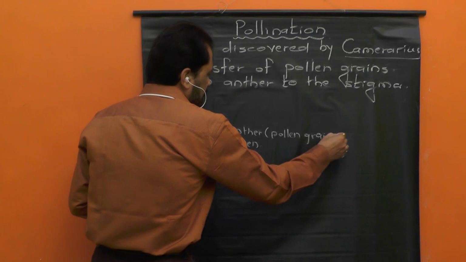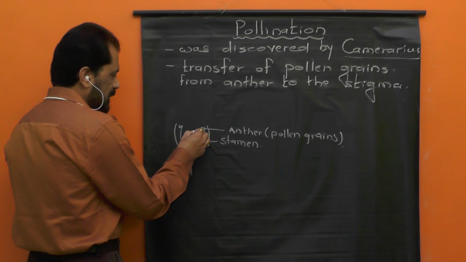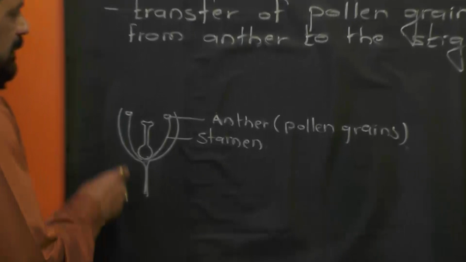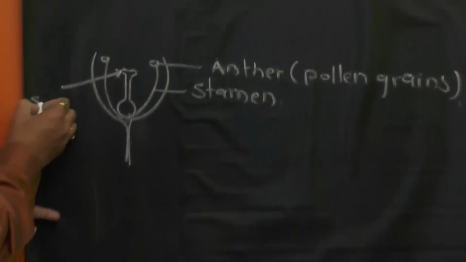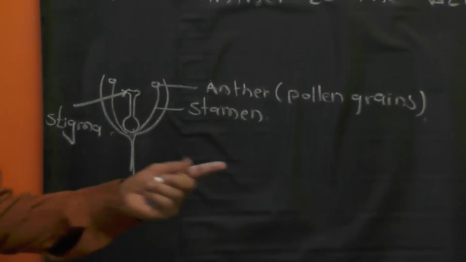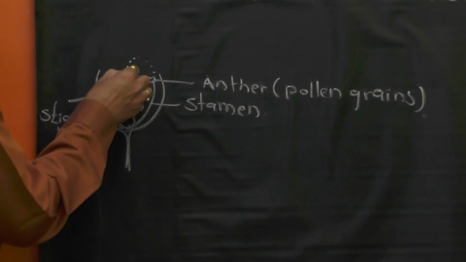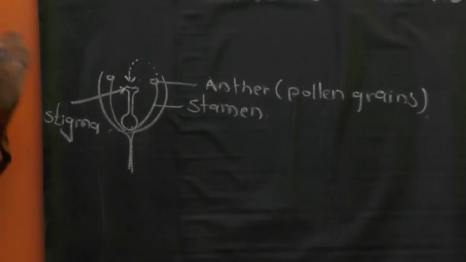And here is supposed to be the carpel. We have already studied that the upper receptive part of the carpel is known as the stigma. So very simple, the transfer of pollen grains from anther to the stigma is nothing but pollination.